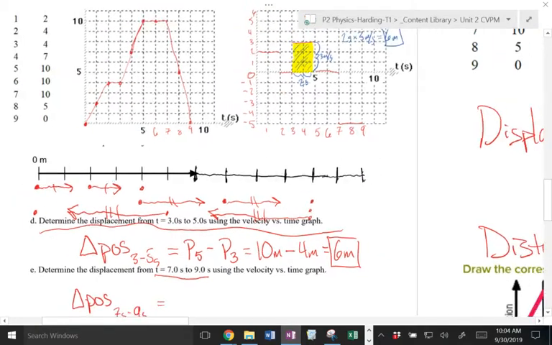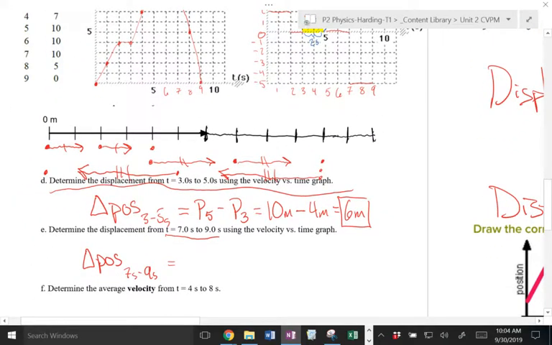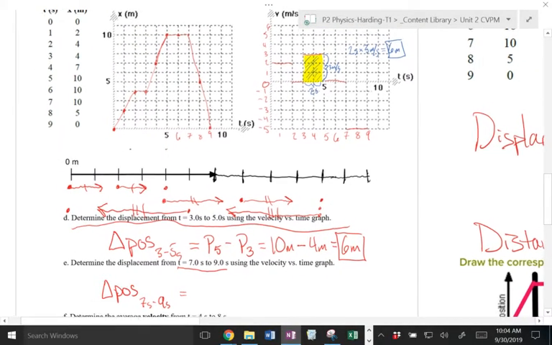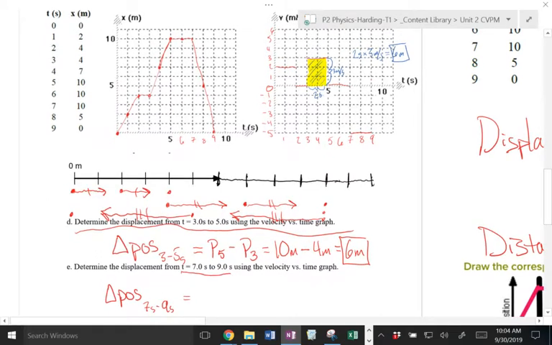Okay? What if you give it a go from 7 to 9 seconds? Oh, and it says, yeah, duh. That's why you did it, because it says using the velocity time graph. So Grace read the instructions. Okay? So try that same idea, but this time from 7 to 9 seconds. If you're using the velocity versus time graph like Grace did, what do you get for the change of position from 7 to 9 seconds?